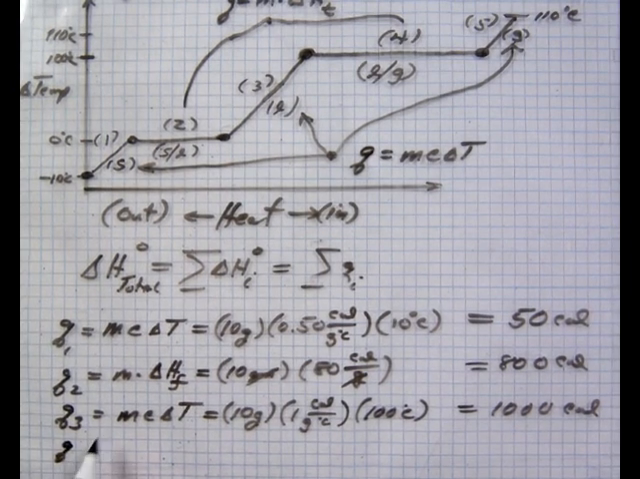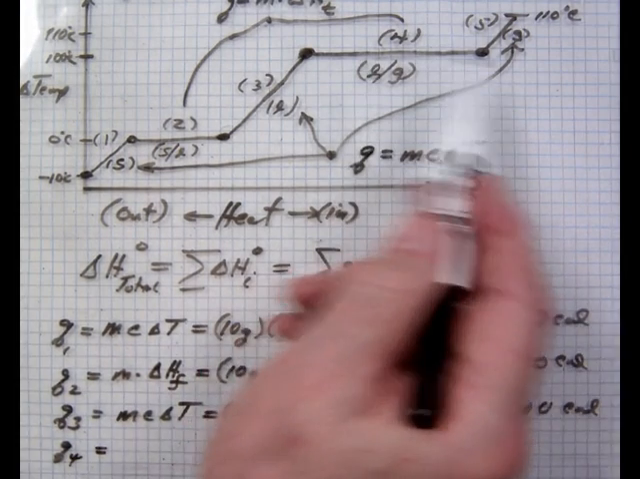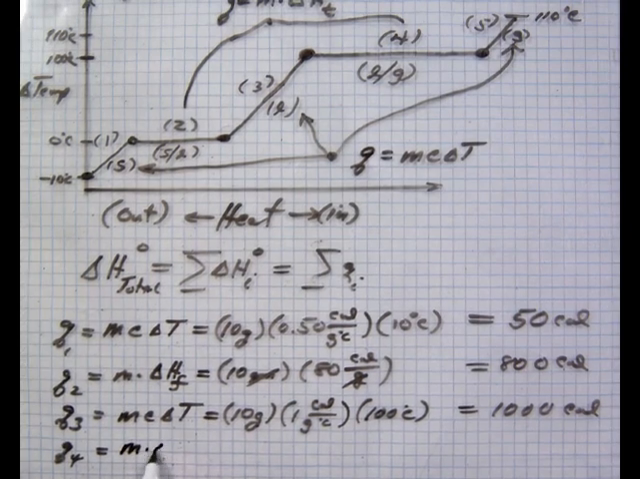Now we need to evaporate it or boil it into the steam phase, and so that puts us in part 4 of the curve, and that is a no temperature change, so we'll use M times delta H.